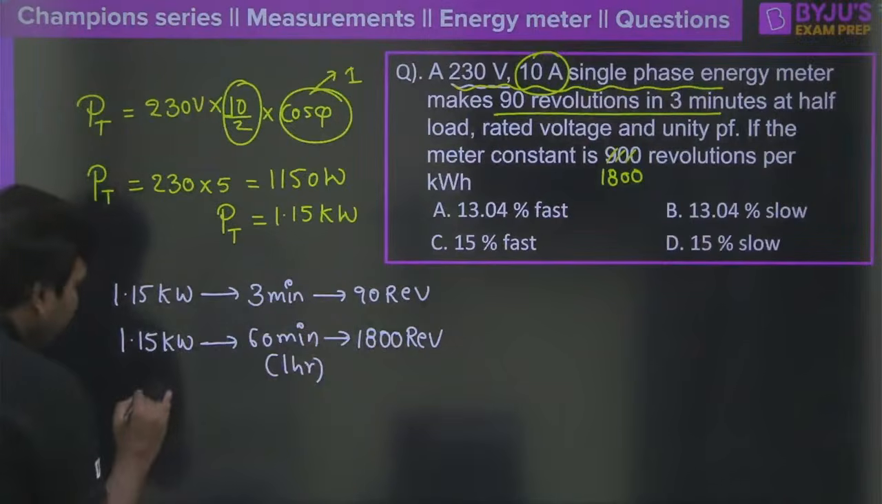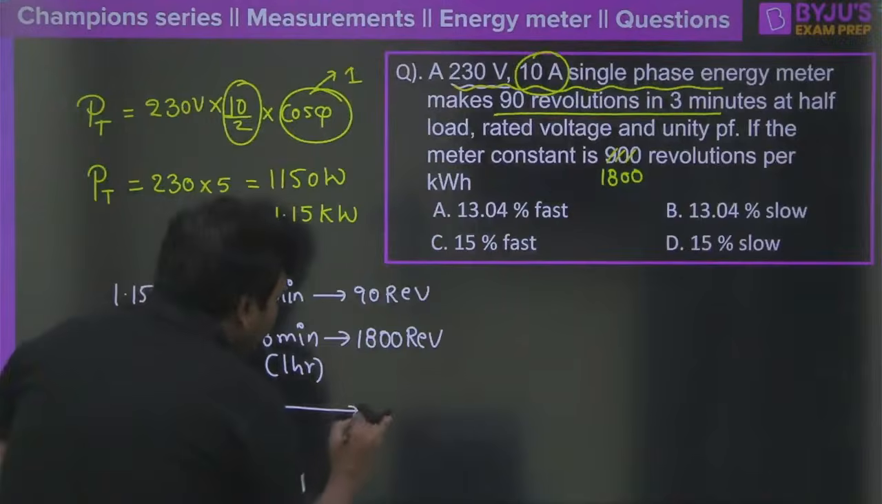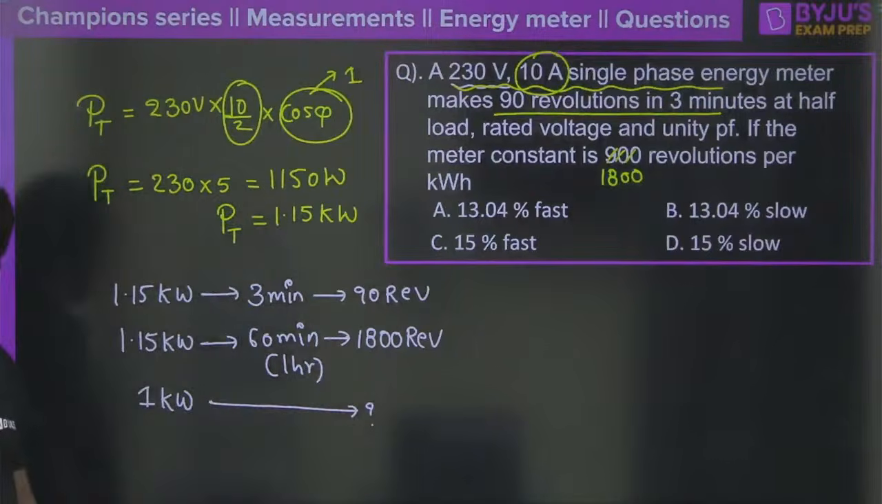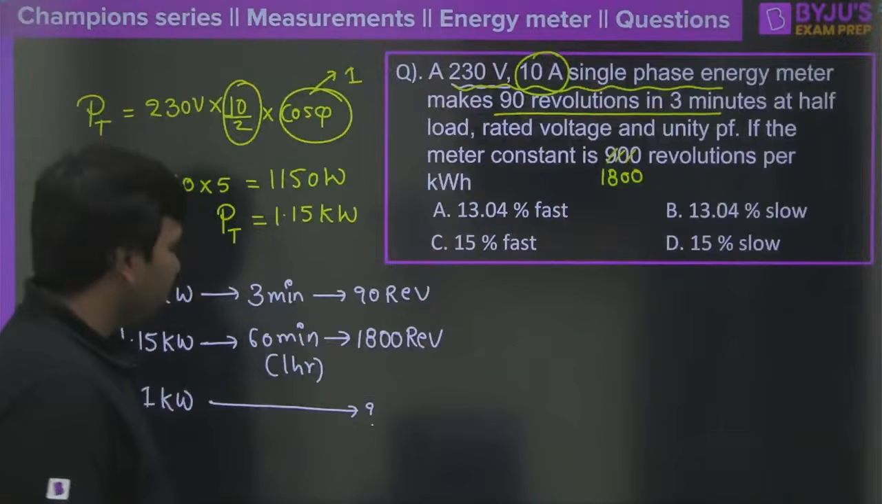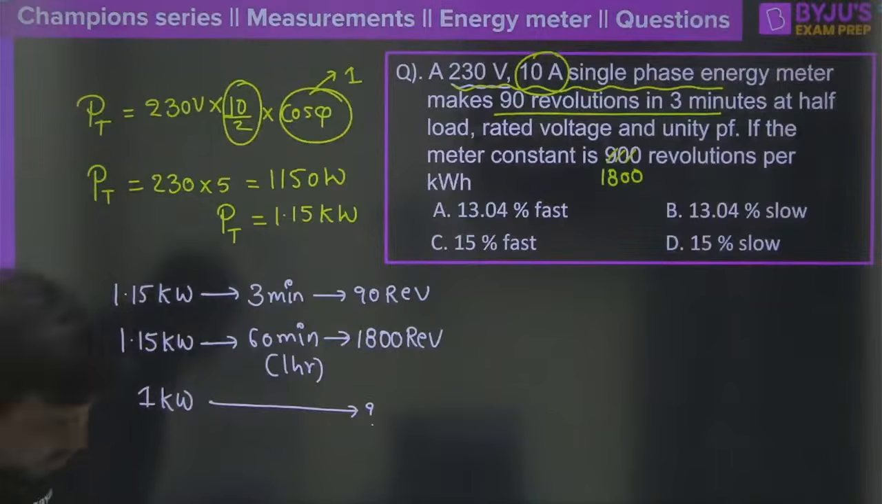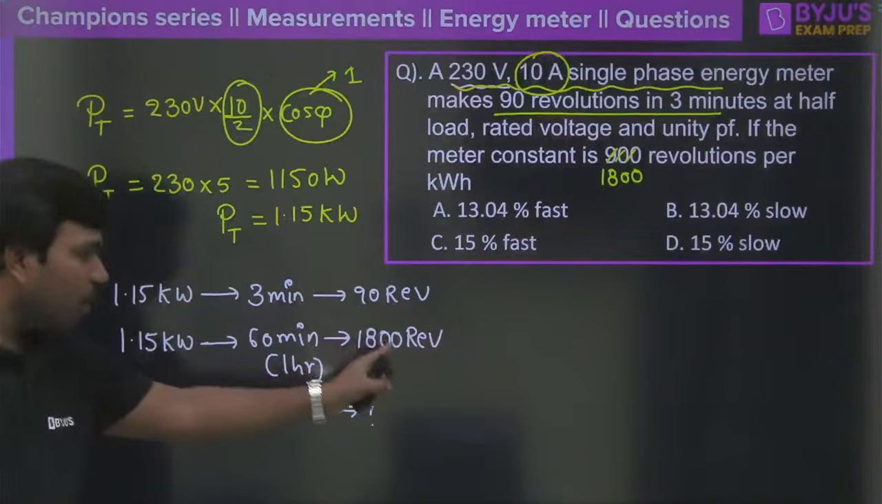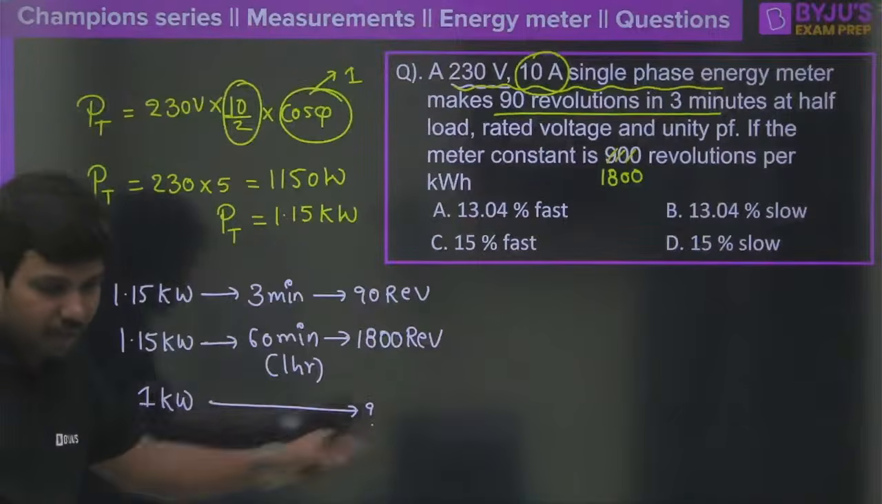Isn't it? Then for 1 kilowatt, how much will this be here? Clear? For 1 kilowatt, how many revolutions will it make? Any one of you please tell me here. Right? Can you guess what the answer is going to be? So for 1 kilowatt, how much will it make? So simple here. 1.15 kilowatt can turn 1800 revolutions, means 1 kilowatt can turn how much here?